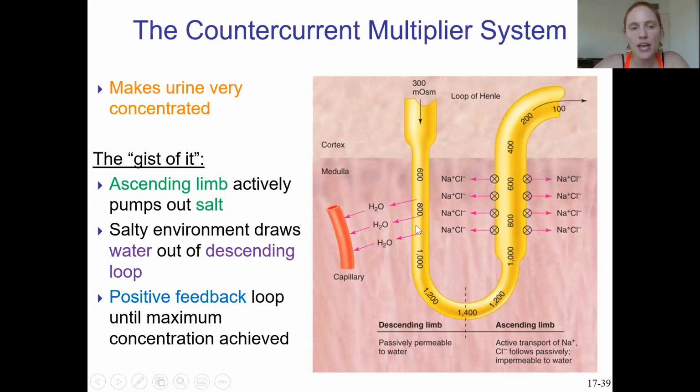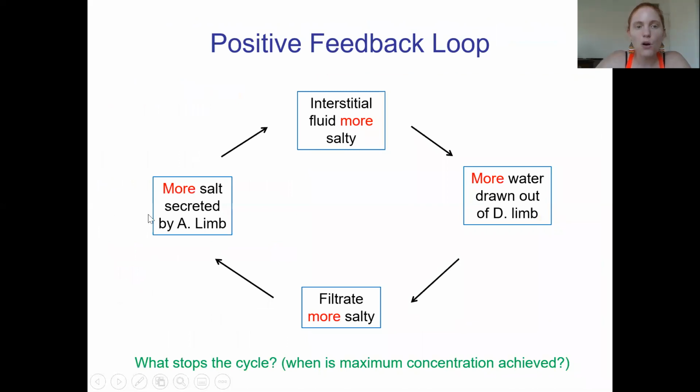Okay, so now what we have is a positive feedback loop. The more salt that is secreted by the ascending limb, the saltier it is outside, the more water will be drawn out, the more salt is available for the pumps to pump out, the more salt that comes out, the more, you know, more.